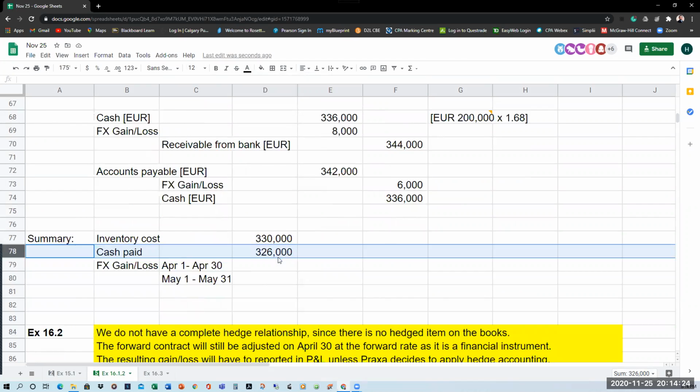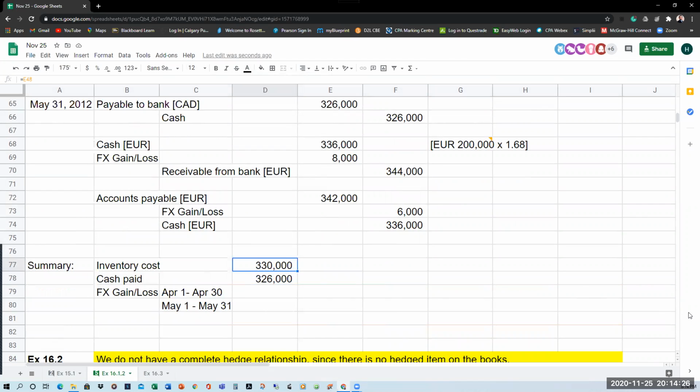So if you ask yourself, I bought inventory worth 330,000 and I had to pay 326,000 for it. Did this transaction result in a gain for me, or a loss for me? On the whole, a gain, right? I got $330,000 worth of inventory and I only had to pay $326,000 for it. So there's a total gain of $4,000 in this picture.